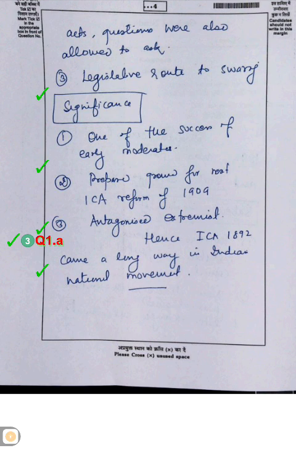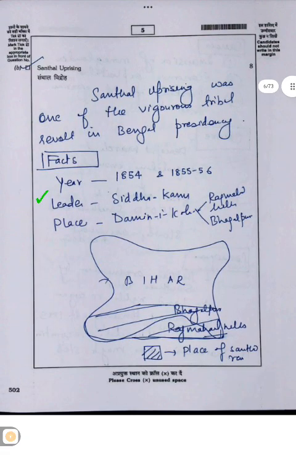Legislative route to Swaraj. Significance: one of the successes of the early moderates. It prepared the ground for the next constitutional reform of 1900. Antagonist extremists. Hence, the Indian Councils Act 1892 came a long way in the Indian national movement.